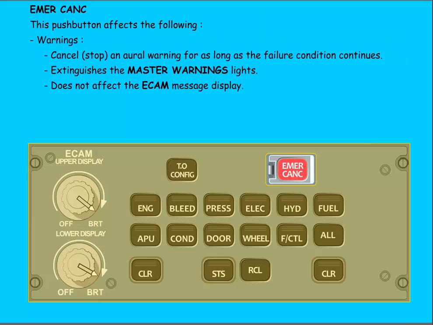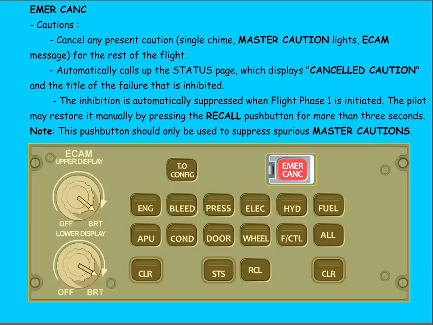EMER CANC push button. This push button affects the following warnings. Warnings: cancel, stop an aural warning for as long as the failure condition continues, extinguishes the master warning lights, does not affect the ECAM message display. Cautions: cancel any present caution, single chime, master caution lights, ECAM message for the rest of the flight. Automatically calls up the status page, which displays cancelled caution and the title of the failure that is inhibited.